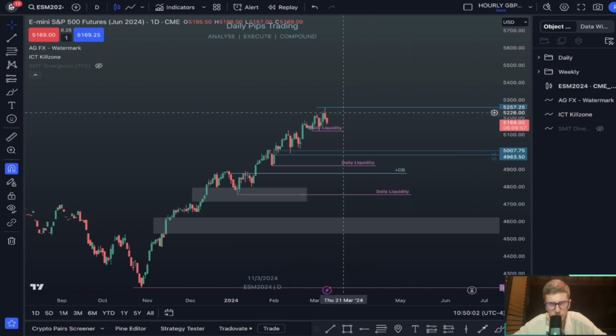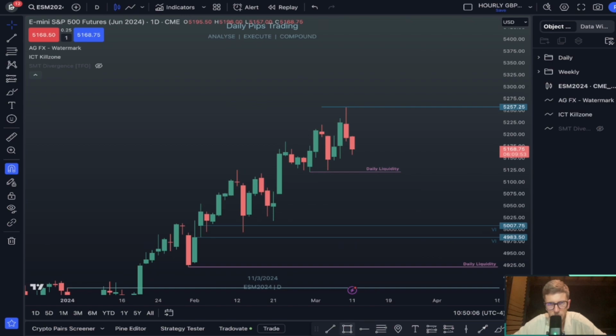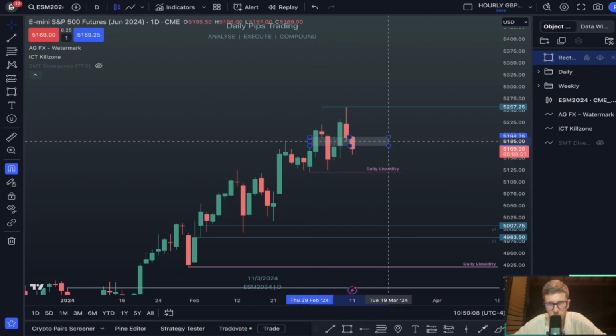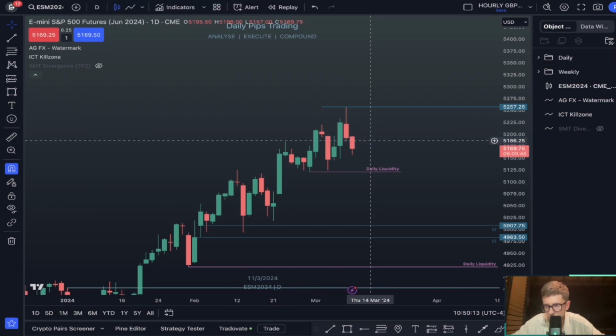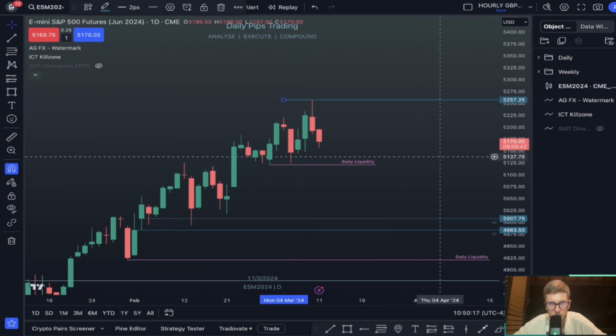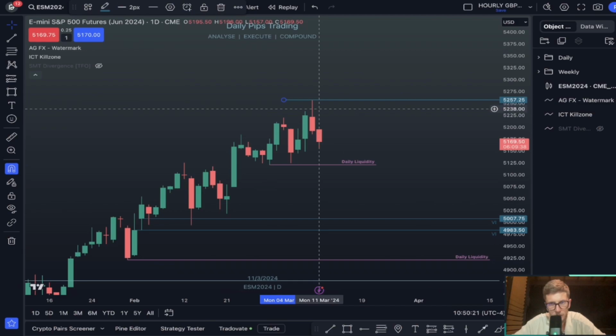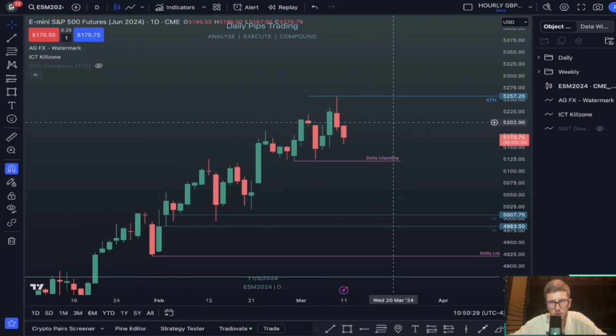Otherwise, what else do we see? We see a possible inversion panning out right here, right there. I'm not gonna note it on the chart, but just an interest point for me. So we have all-time highs that I will note to myself as well, and we'll see if we can work with it.